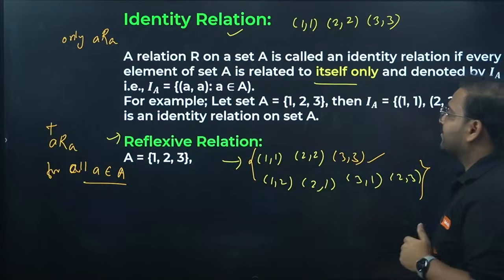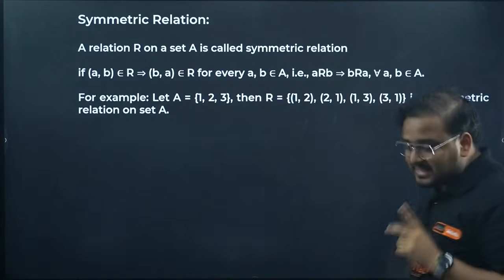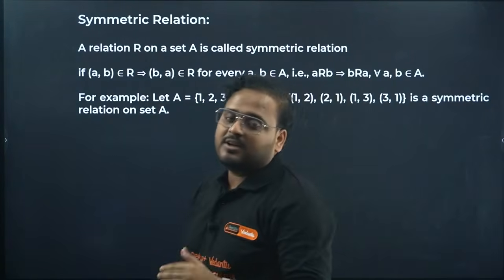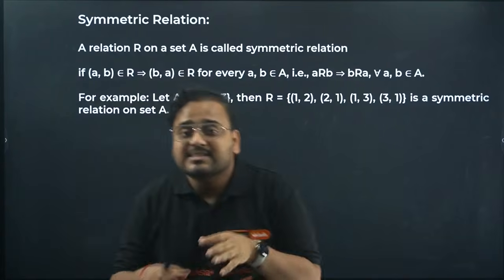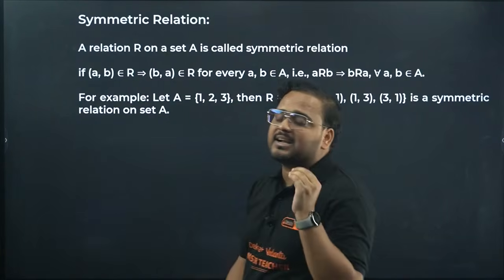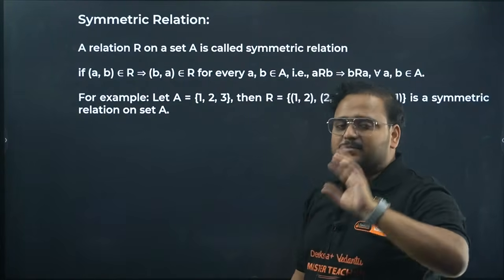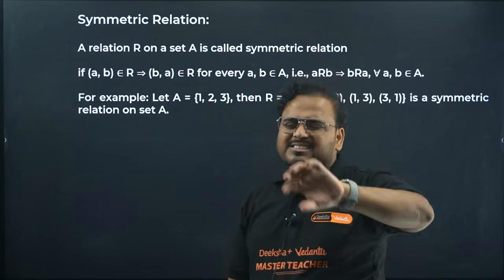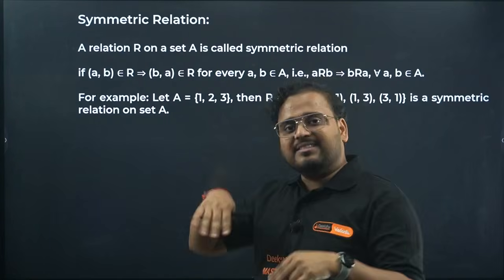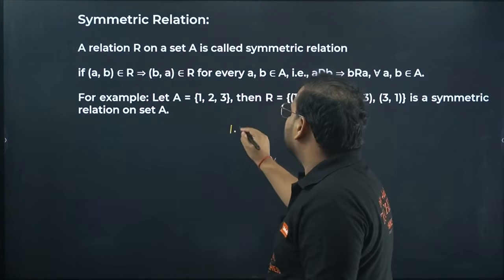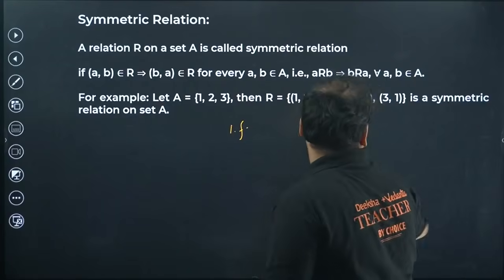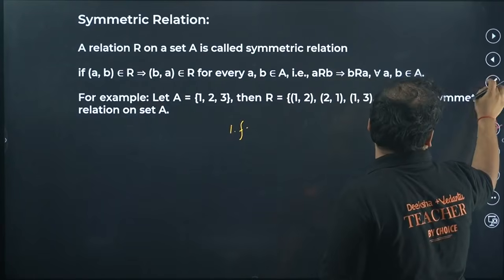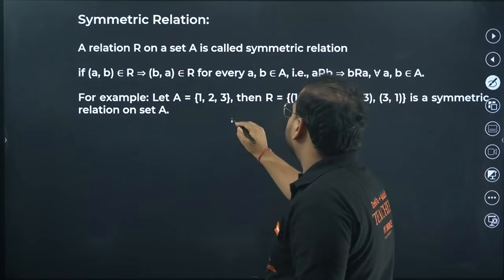Okay, let's carry on from here. Next is again a very important relation. The questions will come directly on this, which is symmetric relation. A relation R on a set A is called symmetric. Symmetric and transitive are actually conditional relations, meaning there's an if and then statement. So you have an if statement.